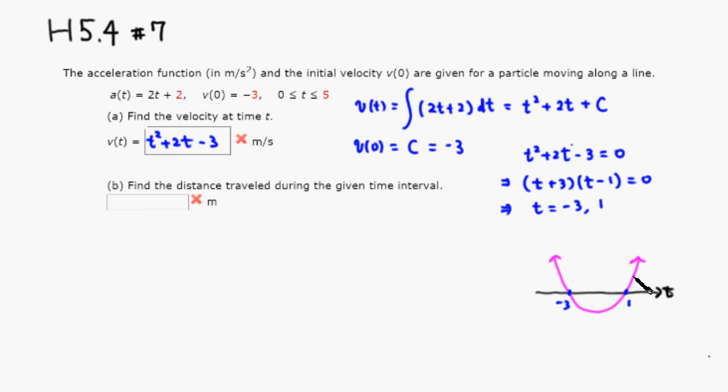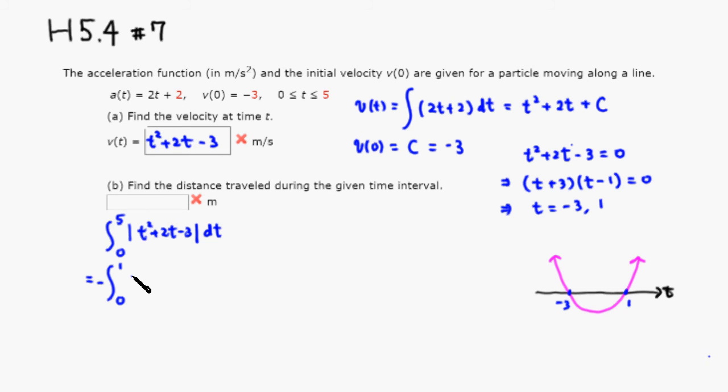Now we want to find the distance traveled from t equals 0 to t equals 5. So we need to find the integral from 0 to 5 of the absolute value of t squared plus 2t minus 3 with respect to t. We need to split this integral since the velocity is actually negative between 0 and 1. So we're going to put the negative sign on the integral from 0 to 1.